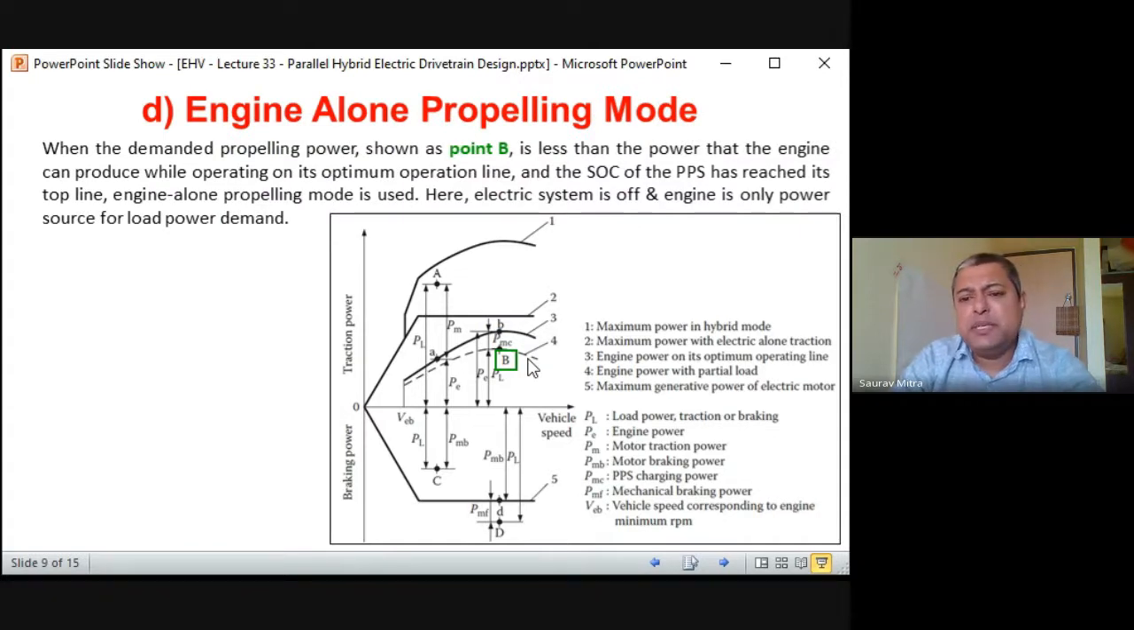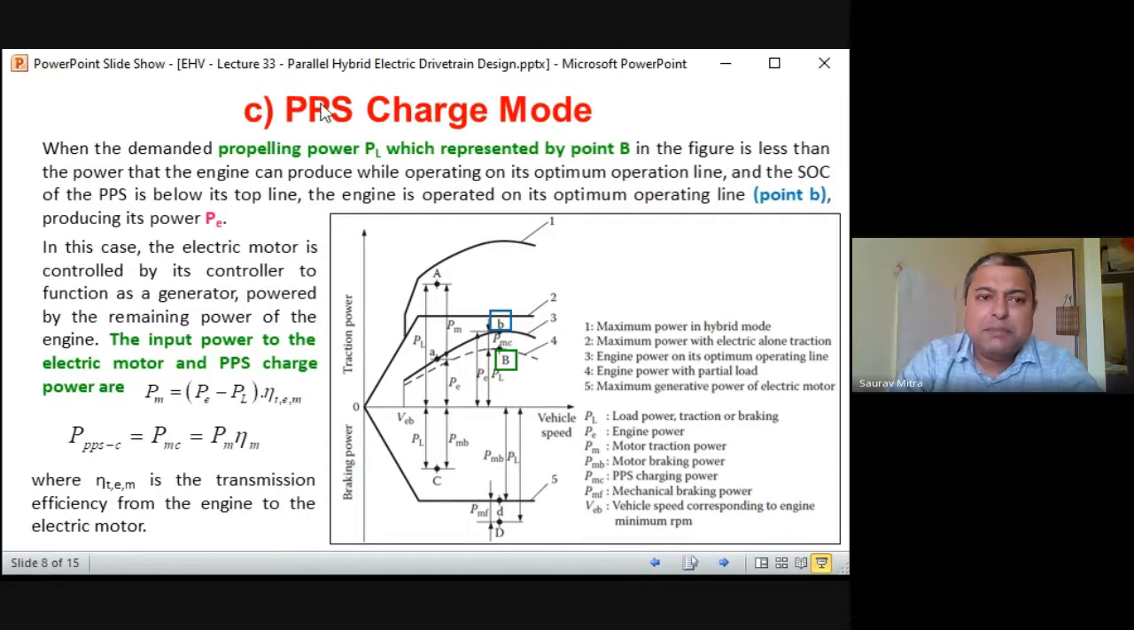This thing is very easy to understand. That is, when the engine is propelling the vehicle alone, in this case we will find that PPPS is zero. We are not taking any power from the PPPS. So when the demanded propelling power, shown as point B, is less than the power that the engine can produce while operating on its optimum operation line, and the SOC of the PPS has reached its top line, that means you had been doing this C part, charging the PPPS, and the PPPS has reached the top line. So PPPS is full now.